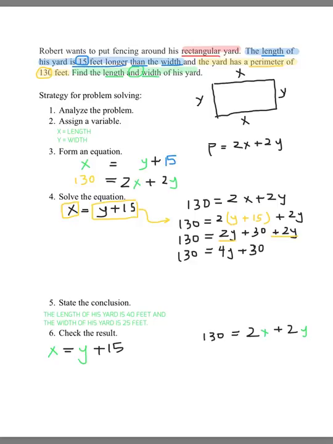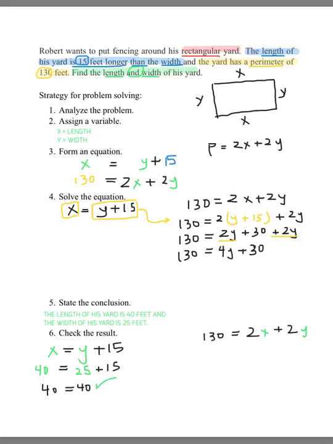Plugging these values in for the first equation, we have 40 is equal to 25 plus 15. So we do end up with 40 is equal to 40. So that verifies that our first equation is correct.